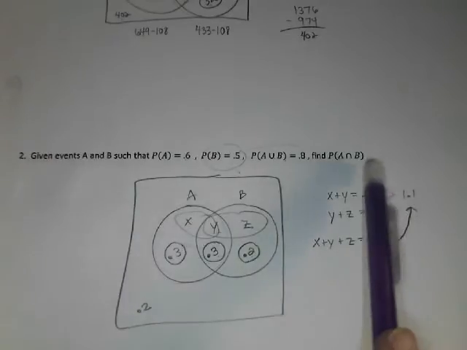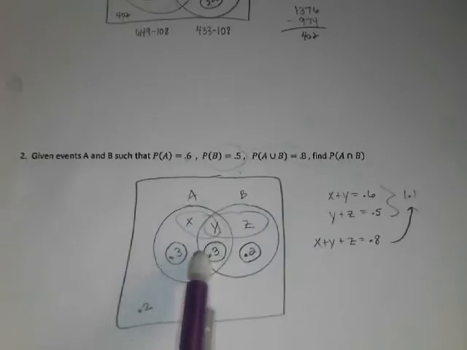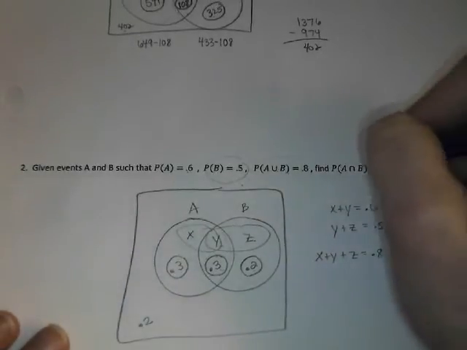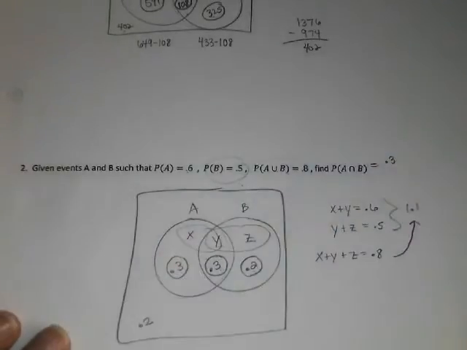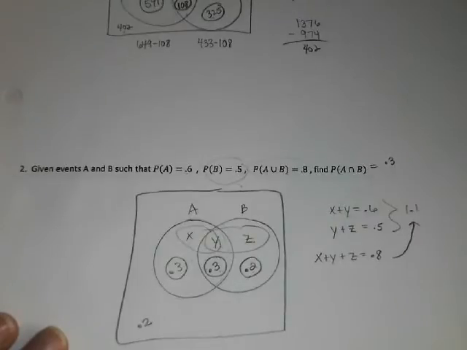What is the probability of the intersection? 0.3. Okay, so both similar concepts.